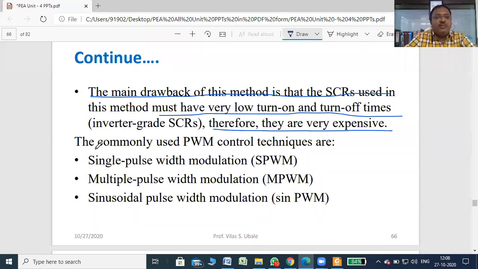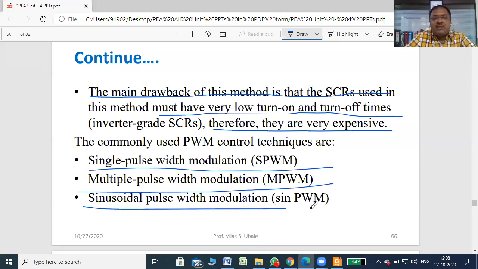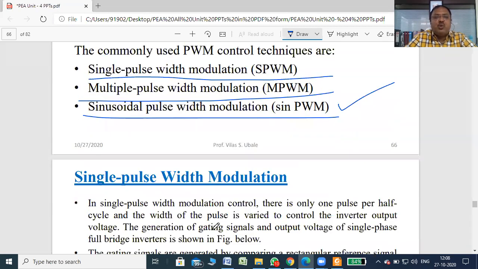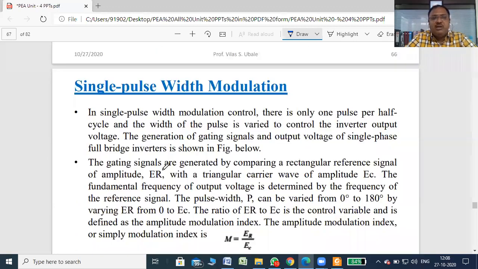Okay, there are three different methods: single pulse modulation, then multiple pulse modulation, and sinusoidal pulse width modulation. All three types exist, but basically sinusoidal pulse width modulation is used. So I'll just show you what the difference is between these three, and then I will go for the last part of the unit.